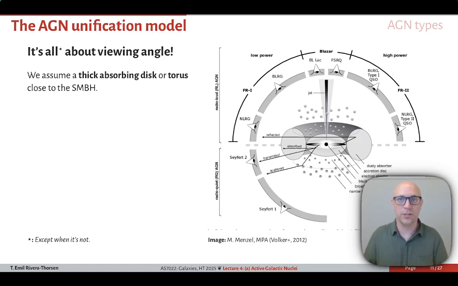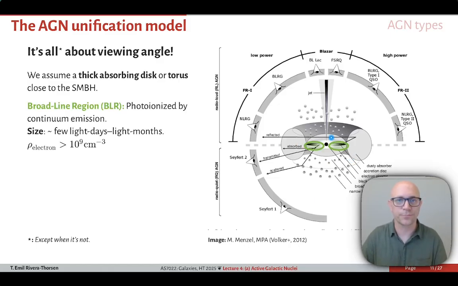And this is it. So the first thing we assume is that we have a supermassive black hole in the center. Around that, we have a thick disk and torus, which is close to the AGN, and okay, we also have the accretion disk itself. The accretion disk is where the actual emission and accretion is happening. Then we have a thick absorbing disk or torus close to the supermassive black hole.